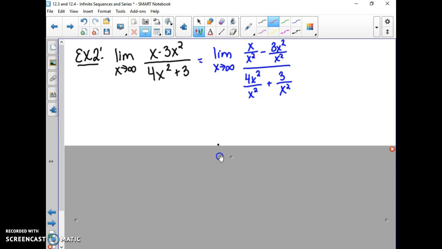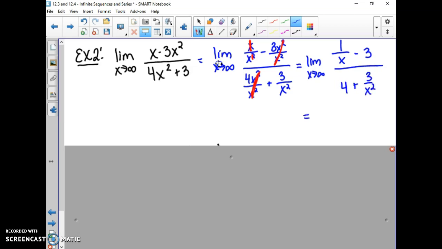So let's go ahead and simplify here. One of these x's will cancel with one in the denominator. X squareds will cancel here. X squareds will cancel here. And then nothing will cancel in that last term. Now I'm going to sort of shortcut this. I'm not going to show that limit notation like I did on the last one. I'm doing the limit as x approaches infinity of 1 over x minus 3 over 4 plus 3 over x squared.